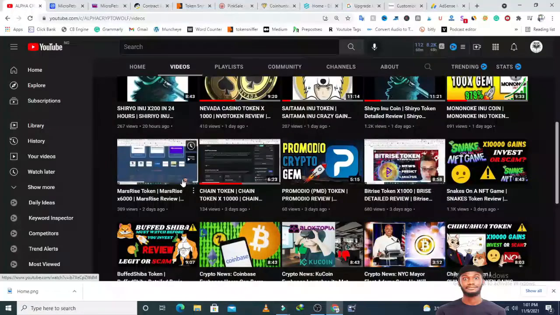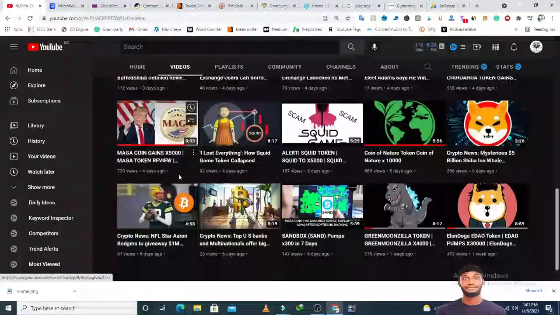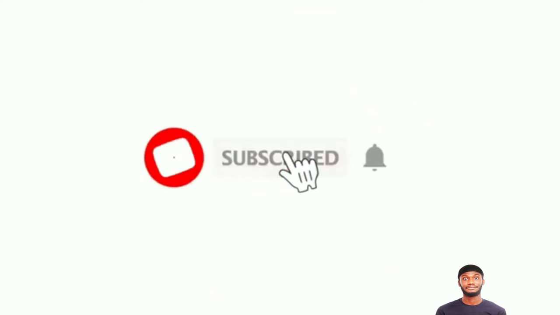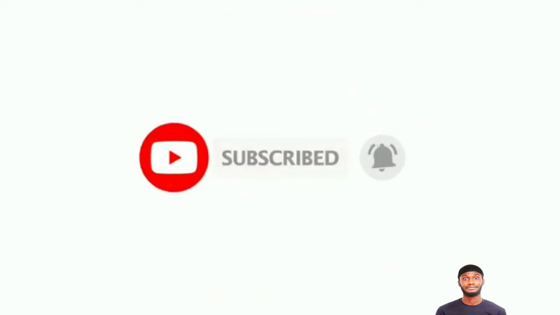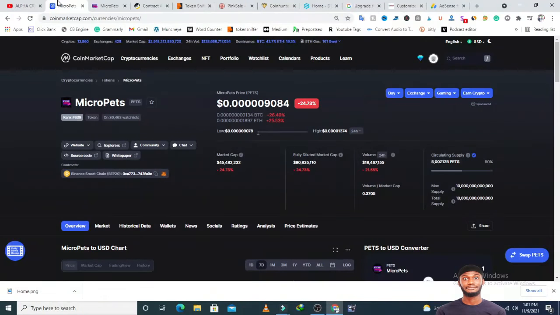So basically, I have seen a lot of coins I've reviewed, but there's this particular coin I realized that I've not done anything about, and this is not a project I should have slept on. I should have done something about this since, but it's not too late anyway. It's called MicroPet. Although today this coin is down like minus 24.7%, 26% in the last 24 hours, and the trading volume has reduced like minus 20 something percent. But then I'm still going to talk about this token.